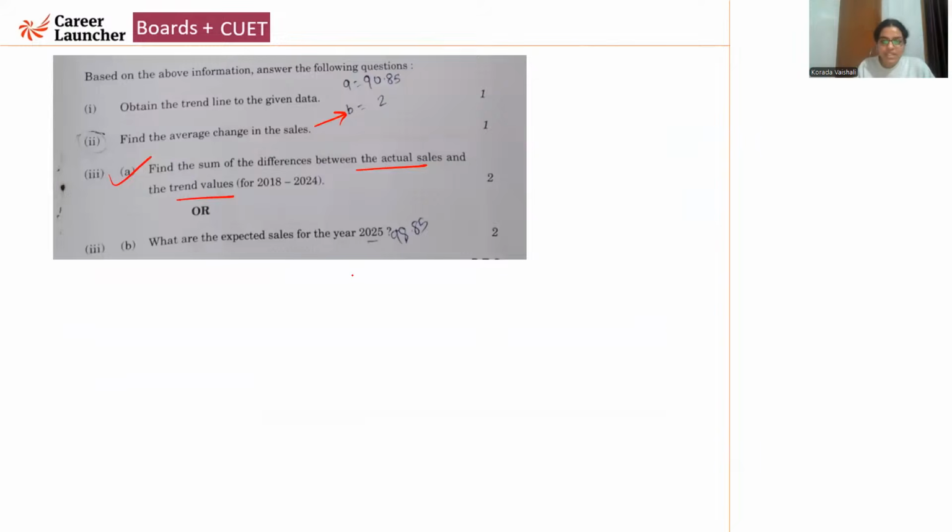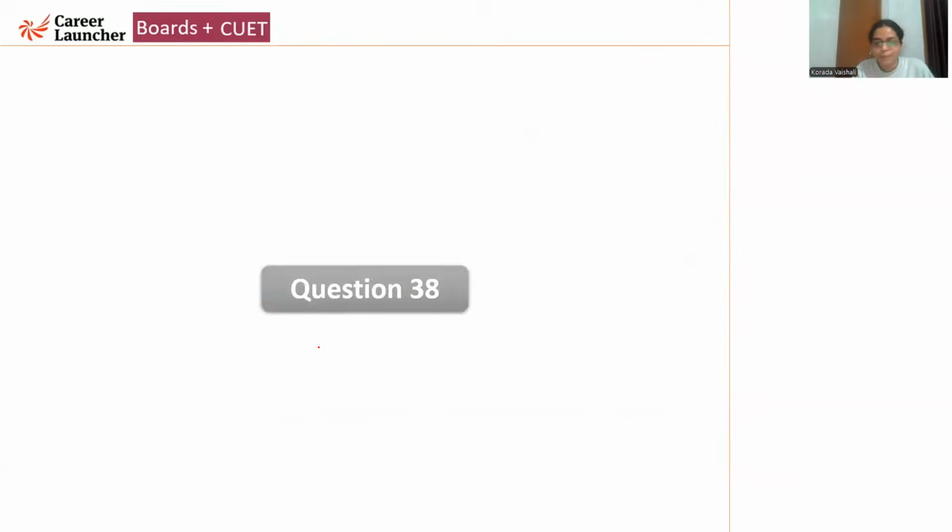And what are the expected sales for the year 2025? आपको वैल्यू सब्स्टिट्यूट करनी है. वैल्यू ऑफ x is going to be 4 and 4 की वैल्यू आप इसी में इक्वेशन में सब्स्टिट्यूट कर दोगे and you will get the answer, right? So let's move on to the next part.